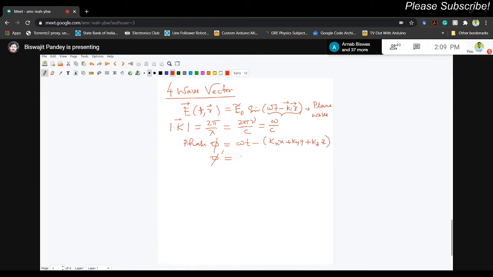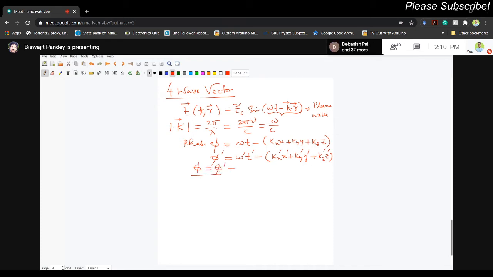So if I want to write down φ′ in another frame, the frequency will of course be different, which will calculate ω′, and this will be t′. Of course, time is different in another frame. This will be kx′ x′, ky′ y′, and kz′ z′. So this is the phase in another frame, but the phase has to be Lorentz invariant. So φ has to be equal to φ′. φ has to be equal to φ′.